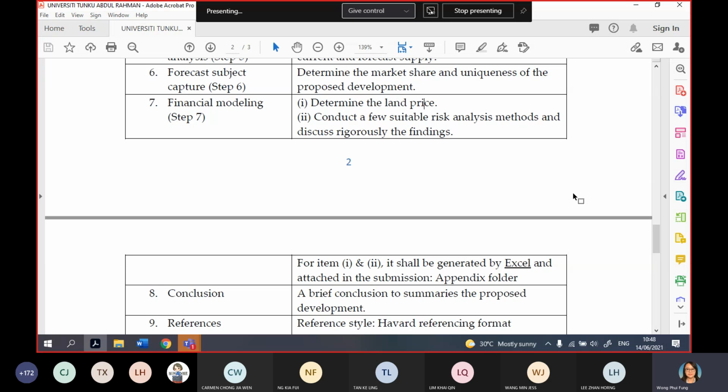You have to make sure I don't need to see the Excel. I will also understand what the land price is, what the GDV is, the professional fee, and so on. You still need to discuss a bit, but not too long. Similarly, for the risk analysis, after you generate it in Excel, you can reproduce it in table form in the report and do the discussion. Any other questions?